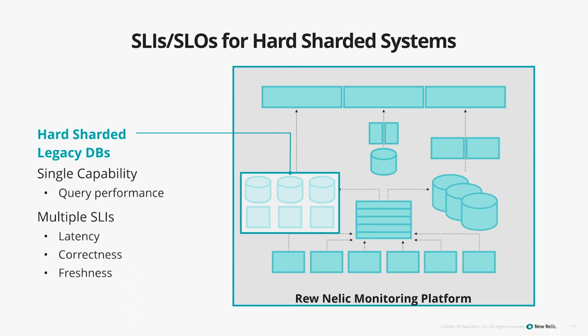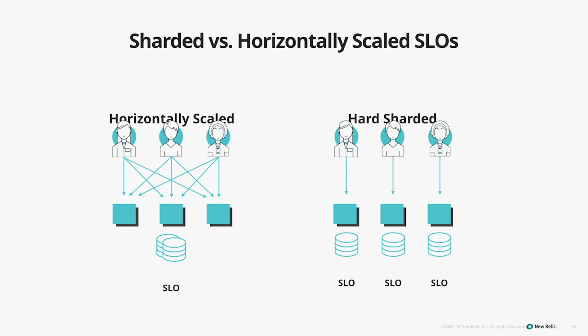Now, the big difference here is that we're actually going to measure the SLIs and SLOs performance separately for each shard. And that's because due to the hard sharding, your users' workloads aren't distributed between the shards. So that's a very important difference between your SLIs for horizontally scaled systems and hard sharded systems.